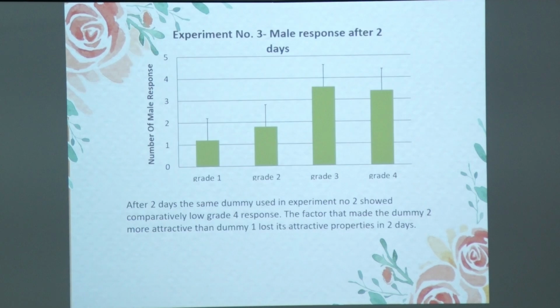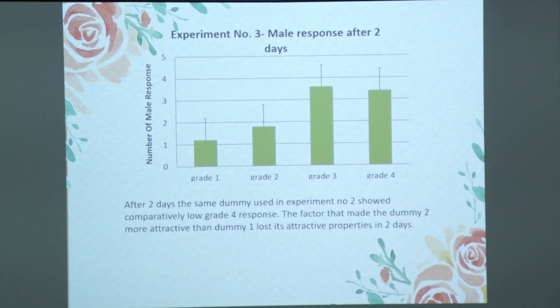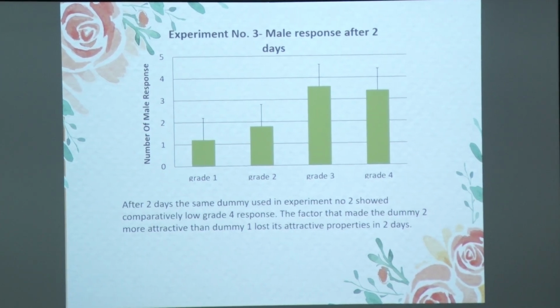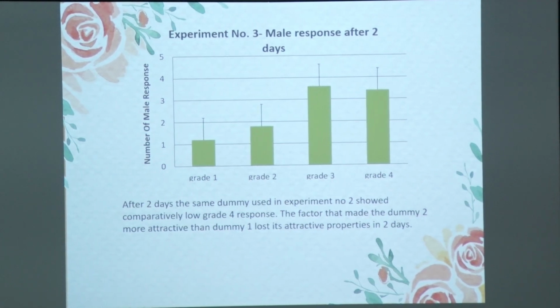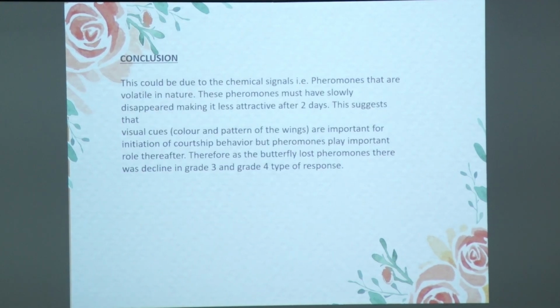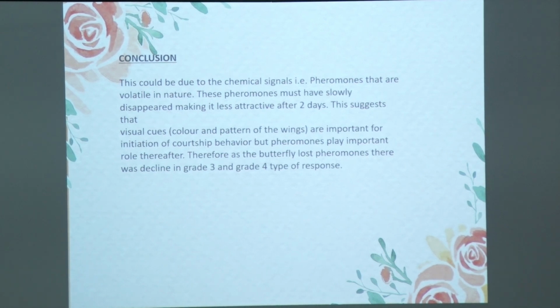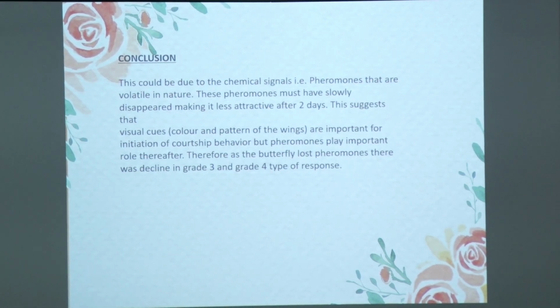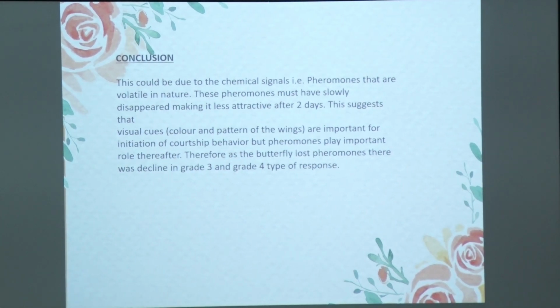So next slide. In the next experiment, the same dummy was used, but we kept that dummy for 2 days, and after 2 days we performed the experiment. So next slide please. After 2 days we saw that the pheromone level was low, because it is a volatile substance. It loses slowly. So after 2 days, because the pheromone level was low, the response was very less.